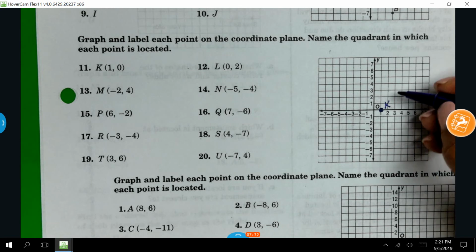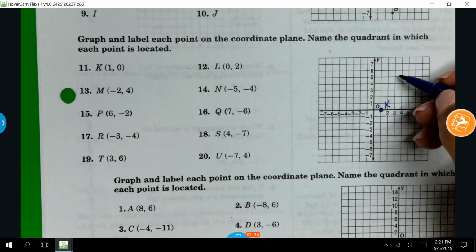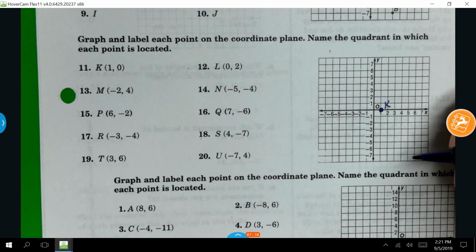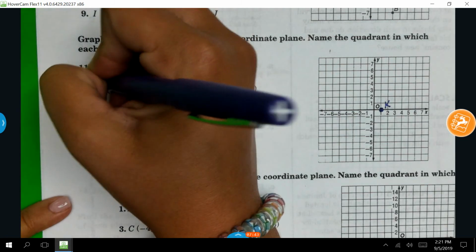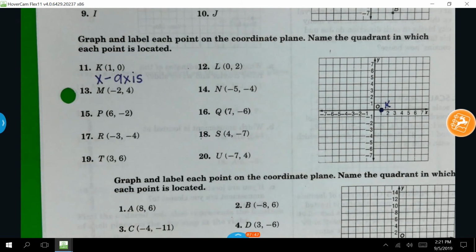Rex, what do you think? Yeah. It's not in a quadrant because there's nothing telling you that it could be in quadrant 1 or quadrant 4, because it is on that dividing line, which is my x-axis. Does that make sense? So if you're naming a point, it can either be in all 4 quadrants, it can be at the origin, or it can be on your x-axis or your y-axis.